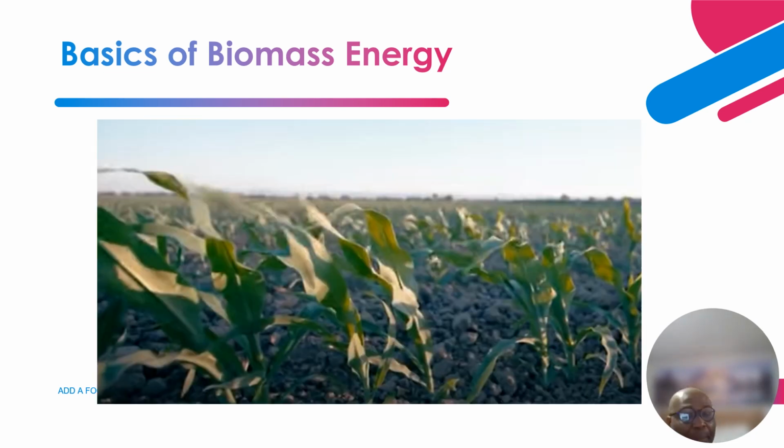Next is another form of biomass, and this is corn. As you can see, ethanol can be generated from corn. Also, the dry leaves and the husk from the corn can be used as fuel for the boiler as a form of biomass energy. So you see that we can have two forms of energy here.